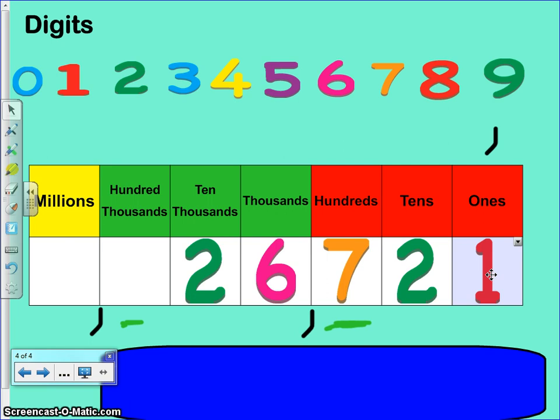So you can see that I have a 2 and a 6. The 2's in the 10,000s, that represents 20,000. Then I have 6 in the thousands, so that represents 6,000. Then I have 700, 2 tens, which is 20, and then 1 one.